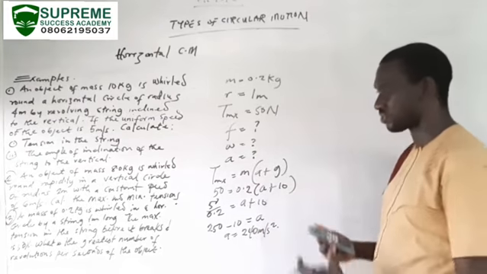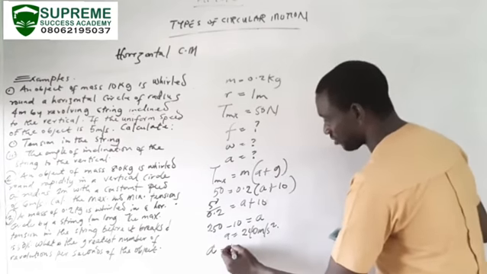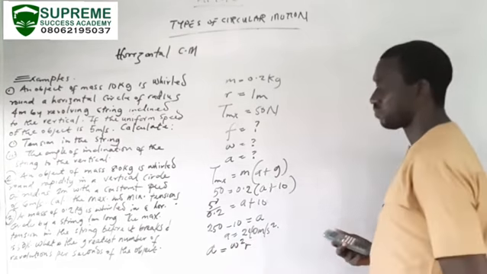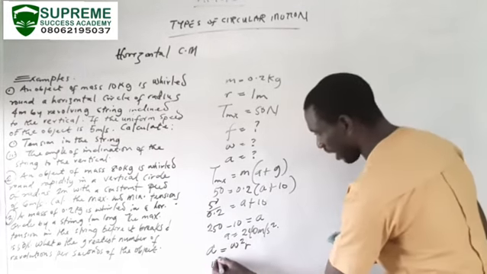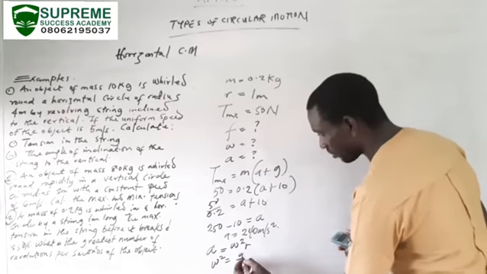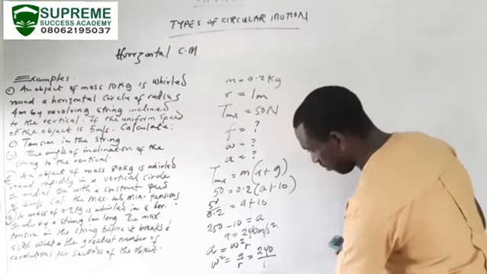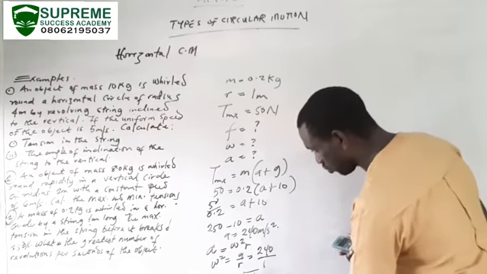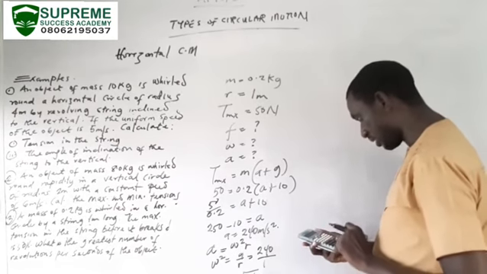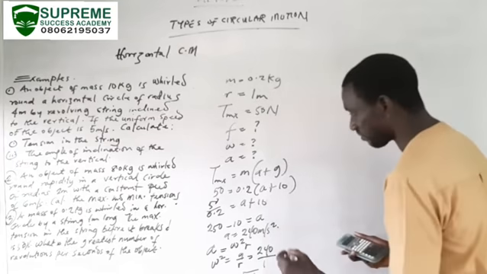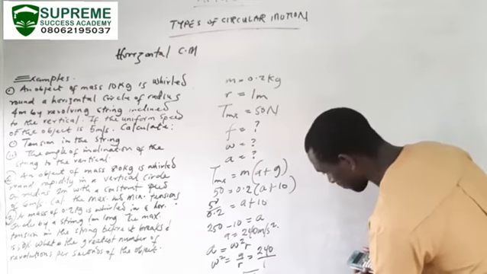That's your acceleration. I have given you the formula that relates linear acceleration with angular velocity to be A equals W squared R. So make your W the subject of the formula. You have it to be the square root of A over R. So what is your A? 240. What is your R? 1. Then W equals the square root of 240. So what is the square root of 240? That is 15.5. So your W equals 15.5 radians per second.